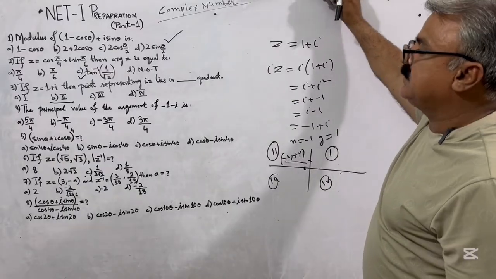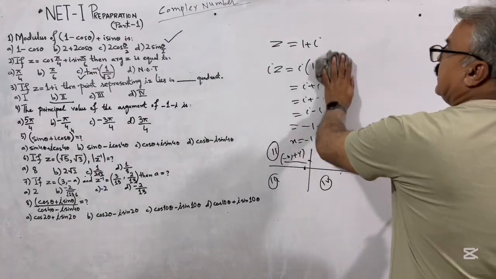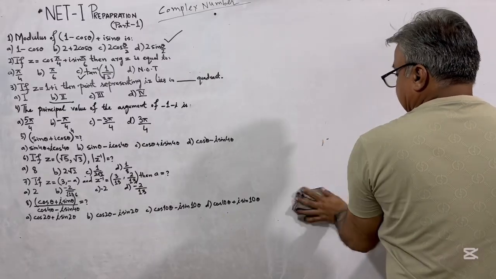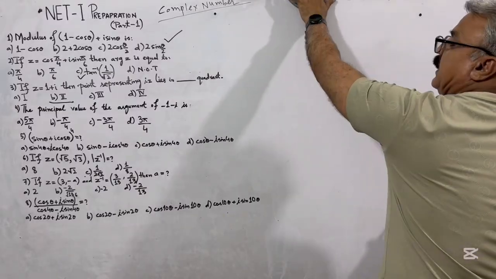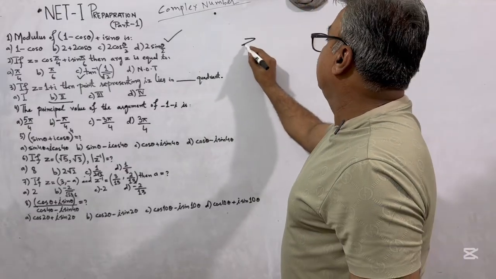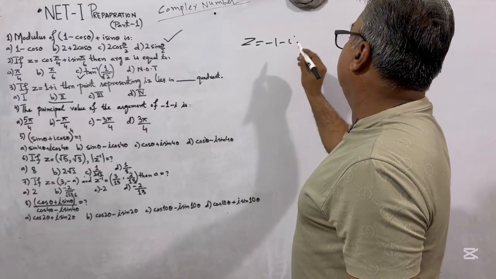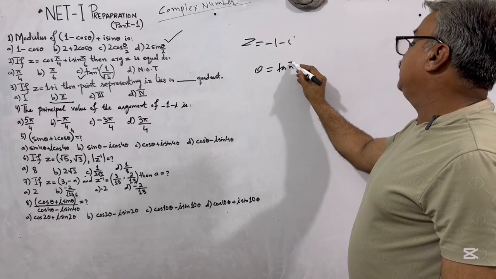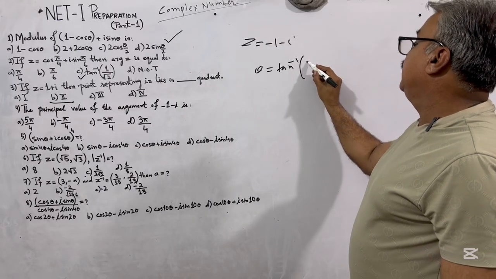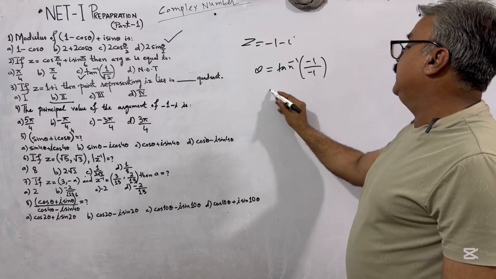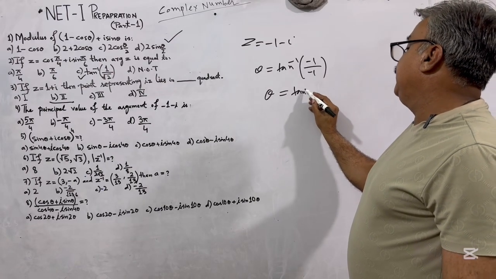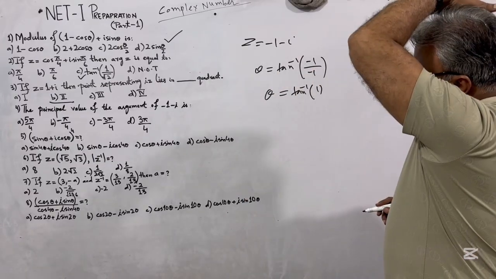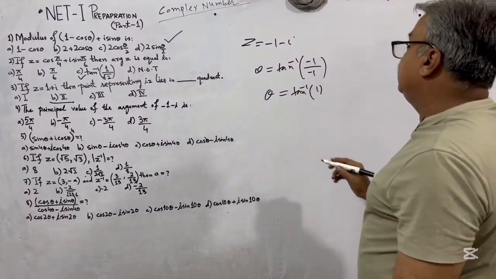Moving towards the next question: the principal value of the argument is this or that, whatever the case is. We have z equal to minus 1 minus iota. Theta is equal to tan inverse of minus 1 divided by minus 1. Here it seems to be minus 1, but both x and y are negative. It lies in the third quadrant.